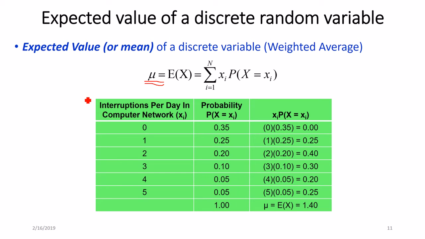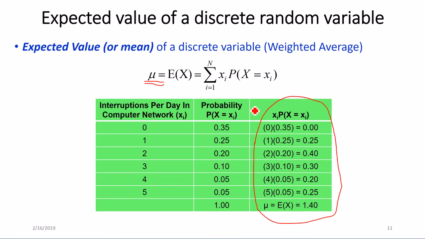Now, taking the same example from the previous slide, we add a new column, which is xi times p of xi. So going through the table vertically from the top to the bottom for each value of xi and each associated probability, we get one row which is the product of xi and the associated probability. Sum them all together, we have the expected value mu or E of x, which is equal to 1.4.